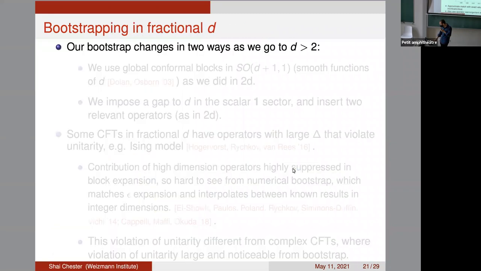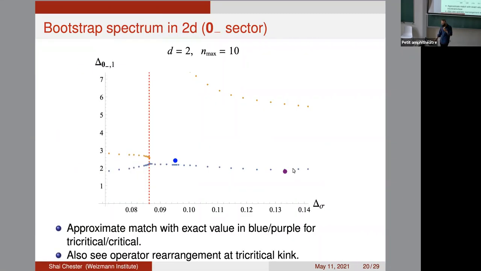Okay, so this concludes the discussion in two dimensions. The takeaway message you should get from our analysis in two dimensions is that we were able to see both the critical and tricritical Potts models. In particular, we're able to see kinks for both theories. And when we look at the spectrum, at the level of precision we have so far, the spectrum matches the expected spectrum. So if all we cared about was two dimensions, you could say it was a big success so far.